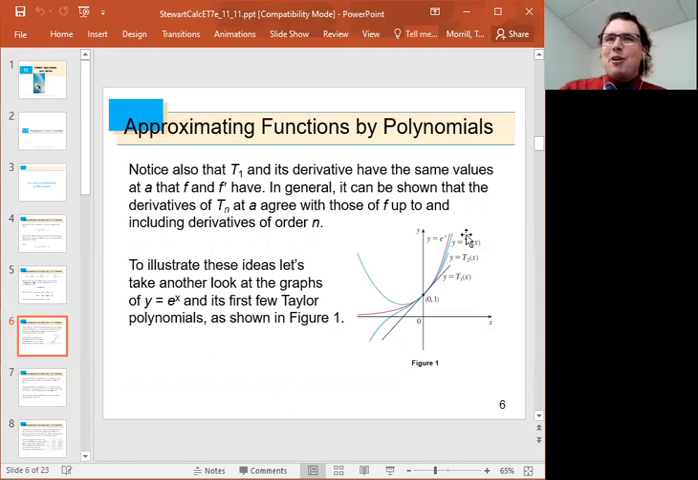So the second Taylor polynomial has the same concavity. The third Taylor polynomial will have the same third derivative. The fourth Taylor polynomial will have the same fourth derivative, and so on. These are the functions which match the derivatives of the function f at that centered value. So in this picture, they're all agreeing at x equals 0.